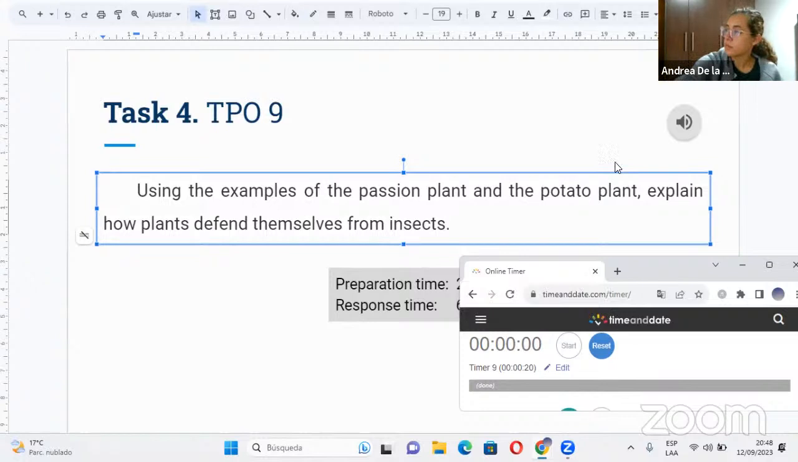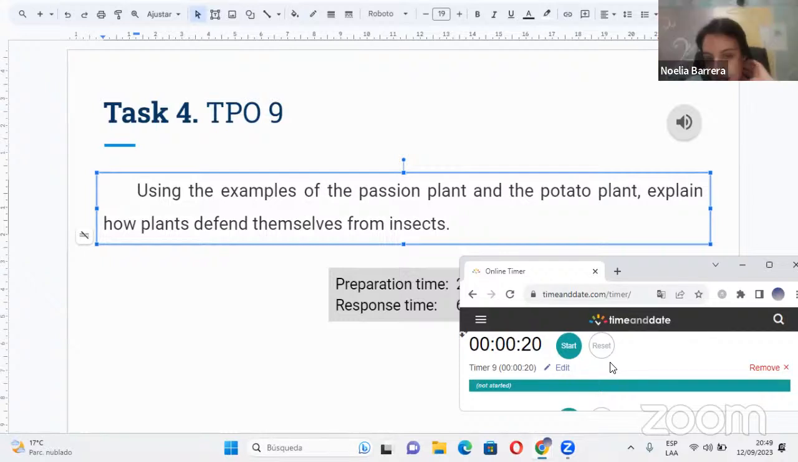Okay, guys. So is there anyone who would like to try this one here? Okay, can I try? Yeah, of course. Go ahead, please, Noelia. Okay.